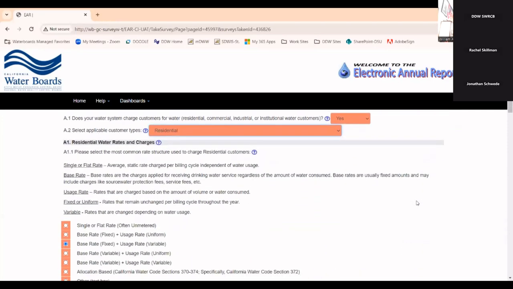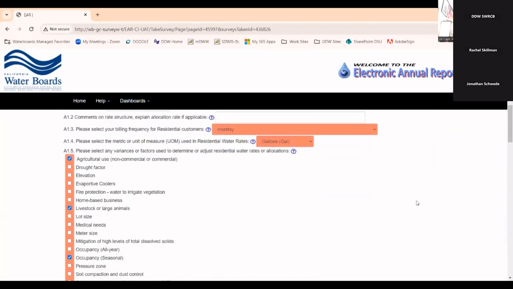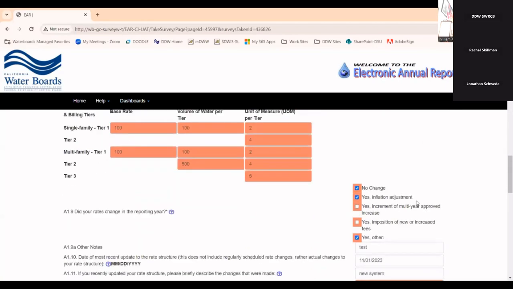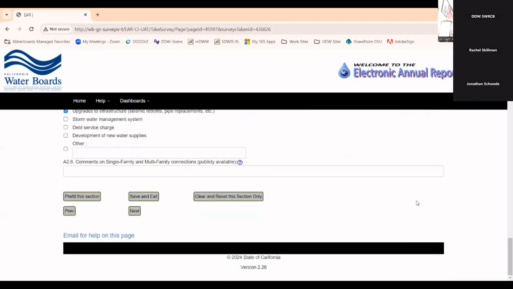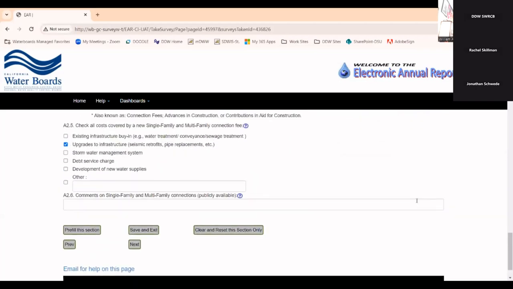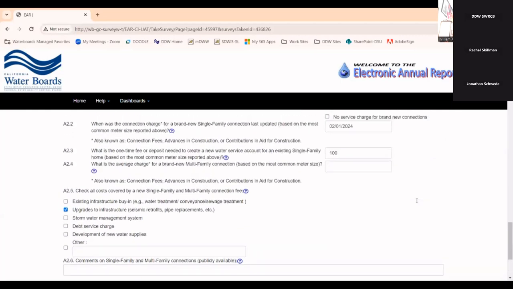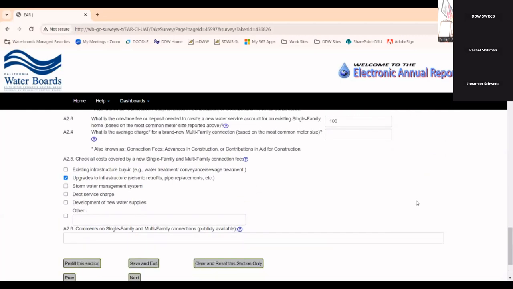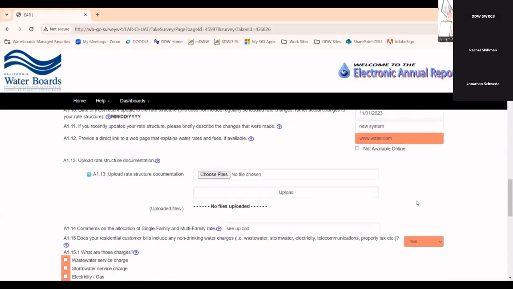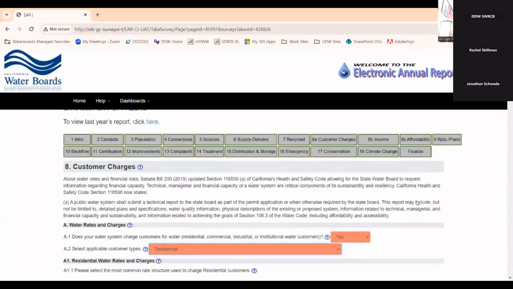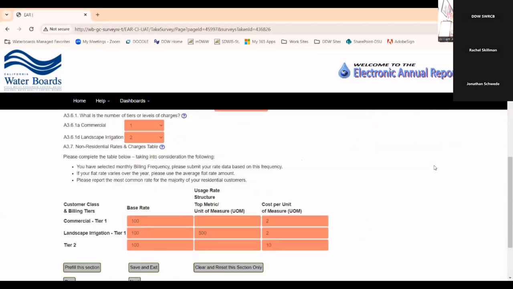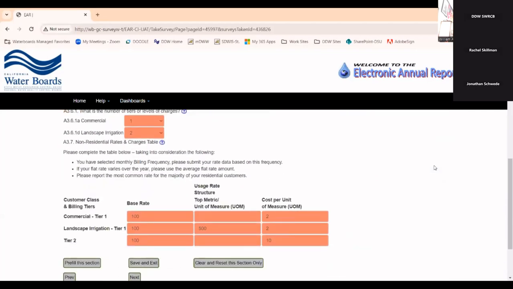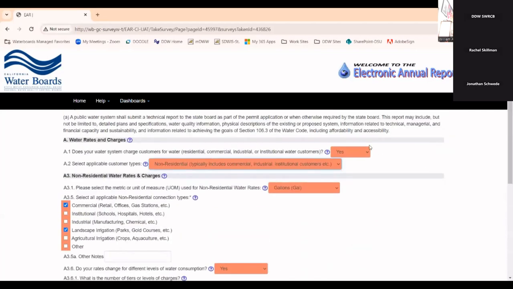And then if you don't mind scrolling down to the bottom, Wendy. As you can see there, we actually lost that non-residential customer charge section, and that's because you only indicated you have residential customers. And vice versa is true. If you select only non-residential customers, you won't see the residential section, and you won't be required to fill that out. So if you don't mind selecting residential.